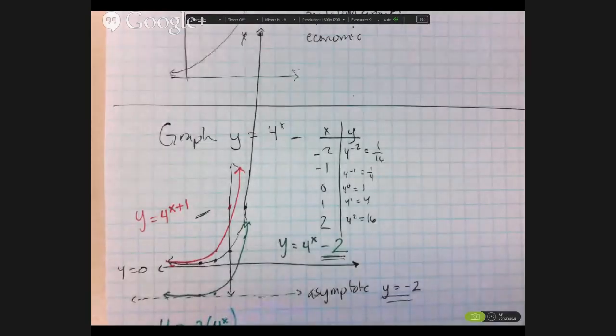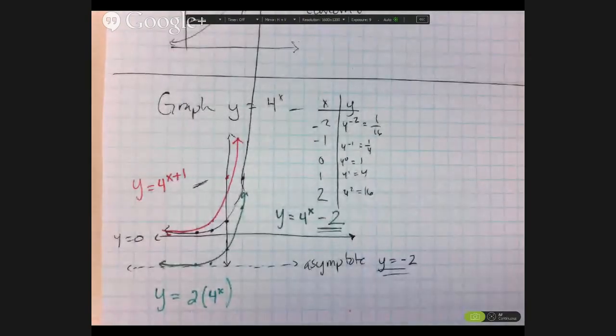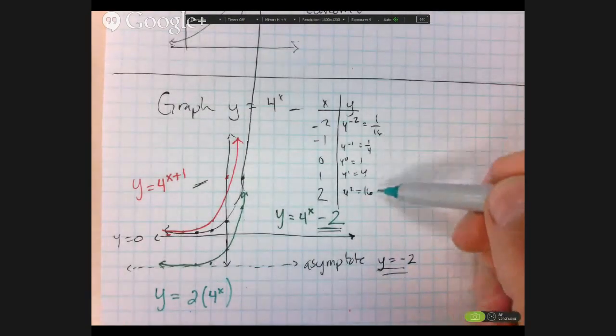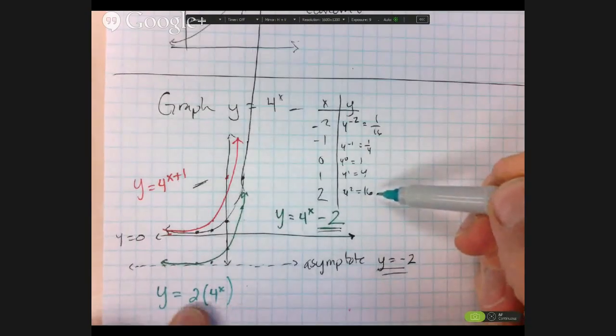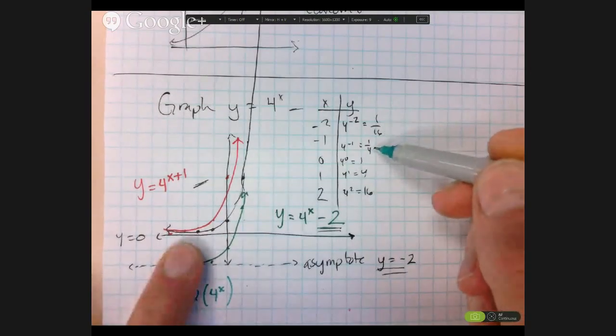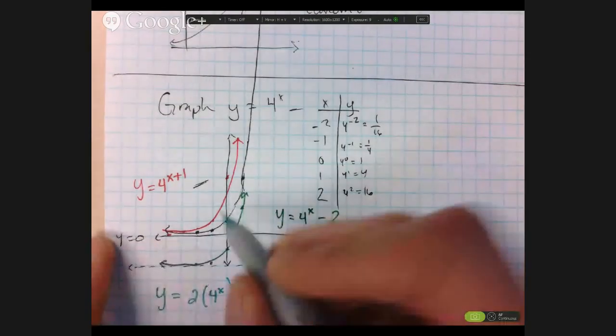Put a number out front. That's a new a value. It multiplies every answer by 2, right? So you just take this answer and multiply it by 2. So we have 1/8, 1/2, 2, 8, and it makes it go up even faster.